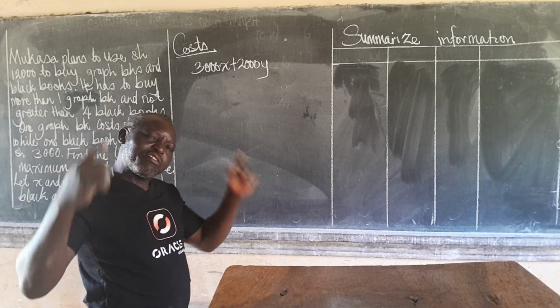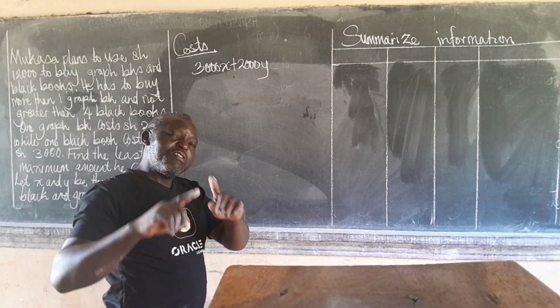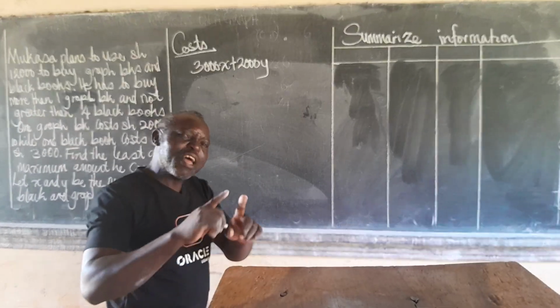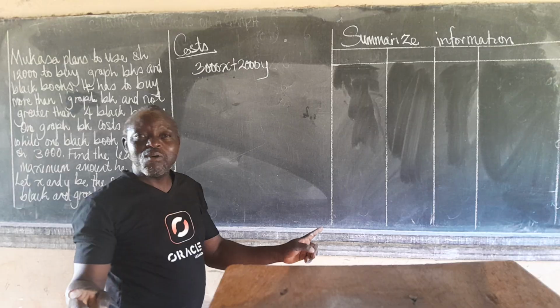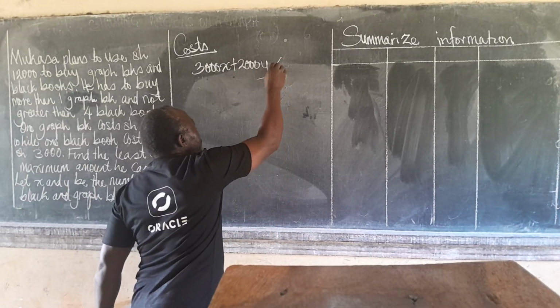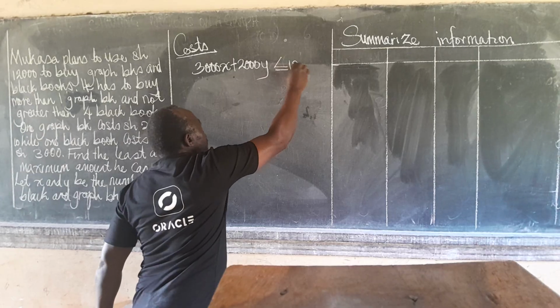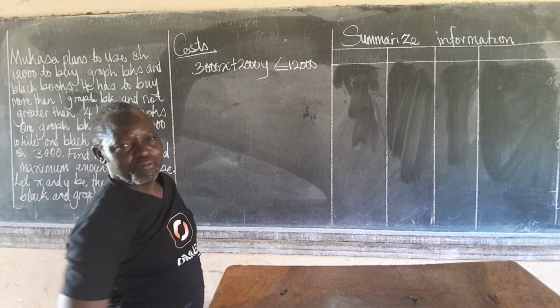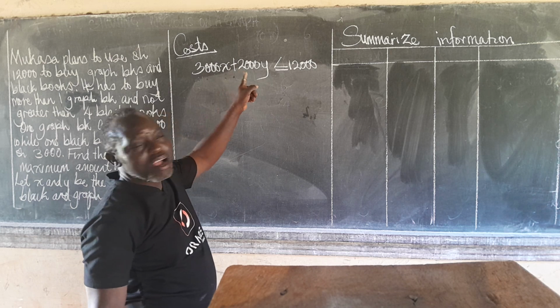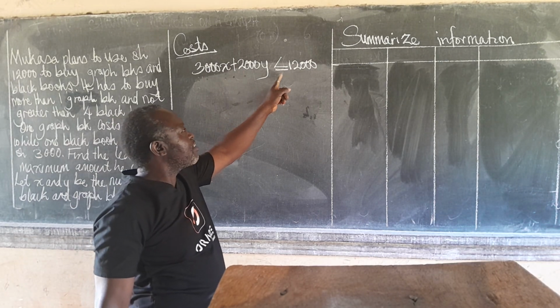But then he has planned to use only 12,000 shillings. Therefore, his intention is either to use the whole of it or just less than that. Therefore, we have less than or equal to 12,000 shillings. Now, the first inequality we have is 3000x plus 2000y is less than or equal to 12,000.